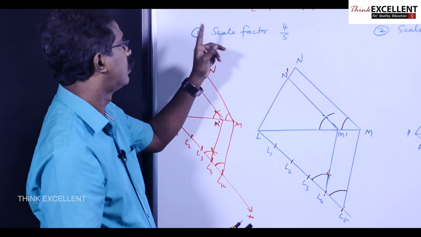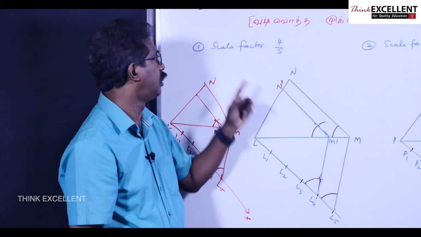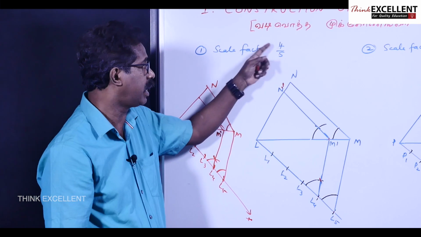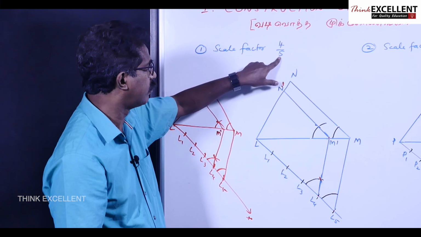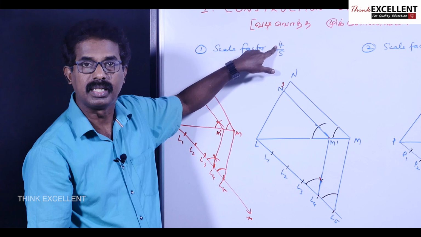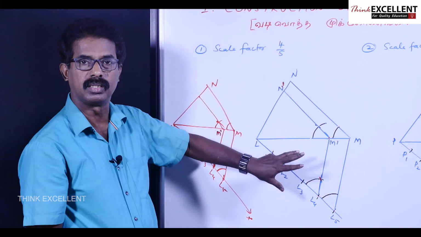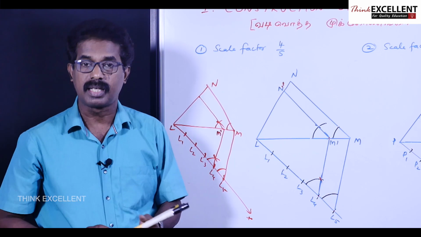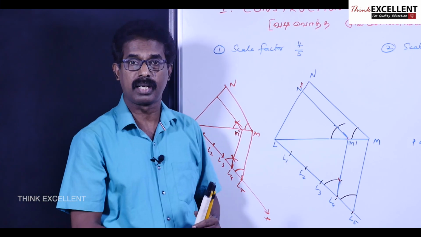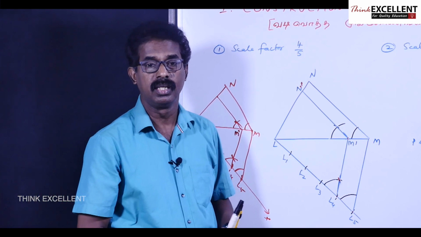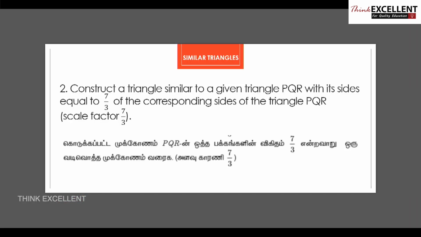So this is construction of a similar triangle. Scale factor is what? 4 by 5. Remember, 4 by 5. A larger one is given, you are getting a smaller one inside that. Hope you understood this, okay? And one more is there, that is if the scale factor is more than 1. That is if the numerator is bigger. Look at that one question given here.